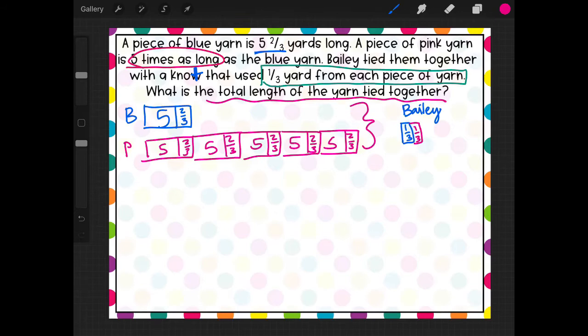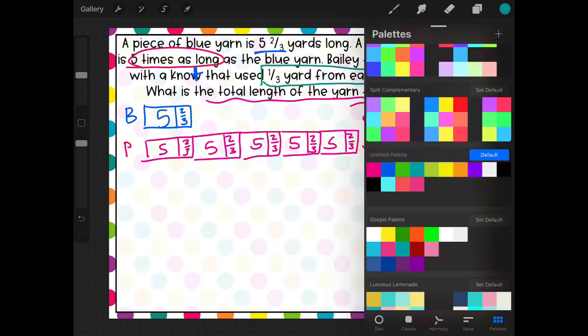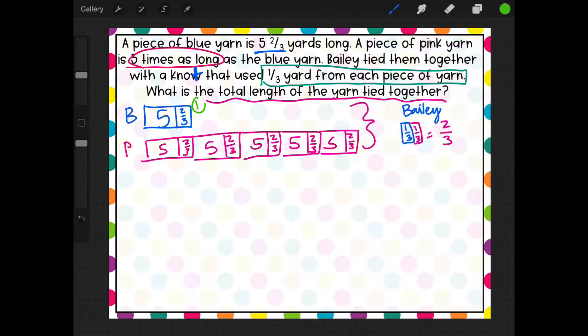So I know that I need to figure out how long the blue and the pink were tied together. And then I know that I need to end up subtracting this equals 2/3, right? Because 1/3 plus 1/3 is 2/3. I need to subtract 2/3 from whatever I get to show that those 2/3 aren't in the length of the rope. Let's start off and look how many groups of 2/3 I ended up having. So I have one group right here, 2, 3, 4, 5, 6. So I actually ended up with 6 groups of 5 2/3.